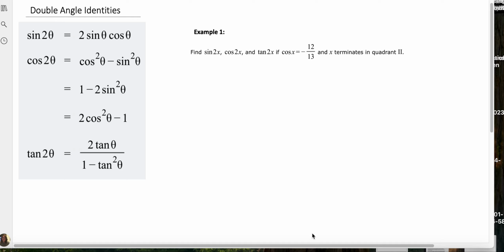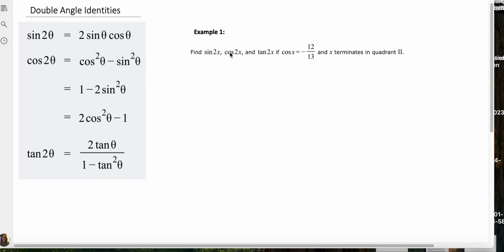So let's talk double angle identities. These are the double angle identities for sine, cosine, and tangent. Notice we call them double angle identities because we're looking at functions of 2 theta. And for the most part, we'll be given information about the angle theta.